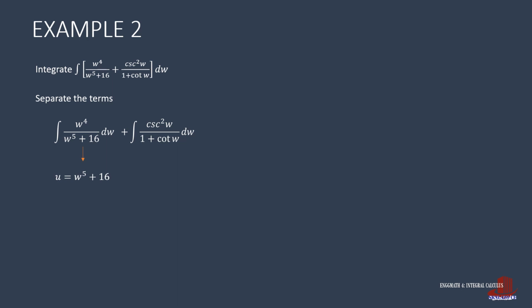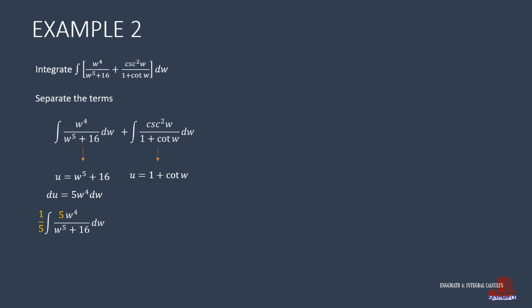From the first term, u is taken as w raised to 5 plus 16, and its du is computed as 5w raised to 4 dw. Note that this is somewhat similar to the numerator, only with the absence of the constant 5. Thus, this term can be solved using logarithmic integration. So multiply the derivative by 5 and balance that out by multiplying the whole integral by 1/5.